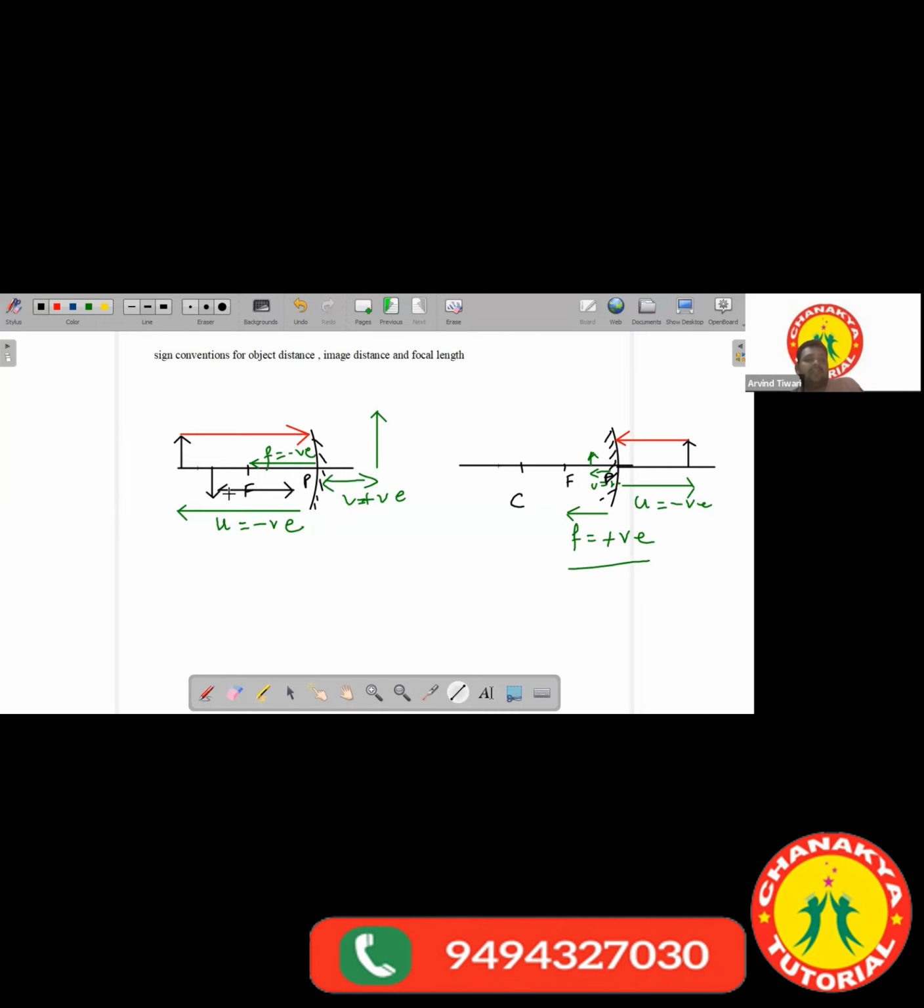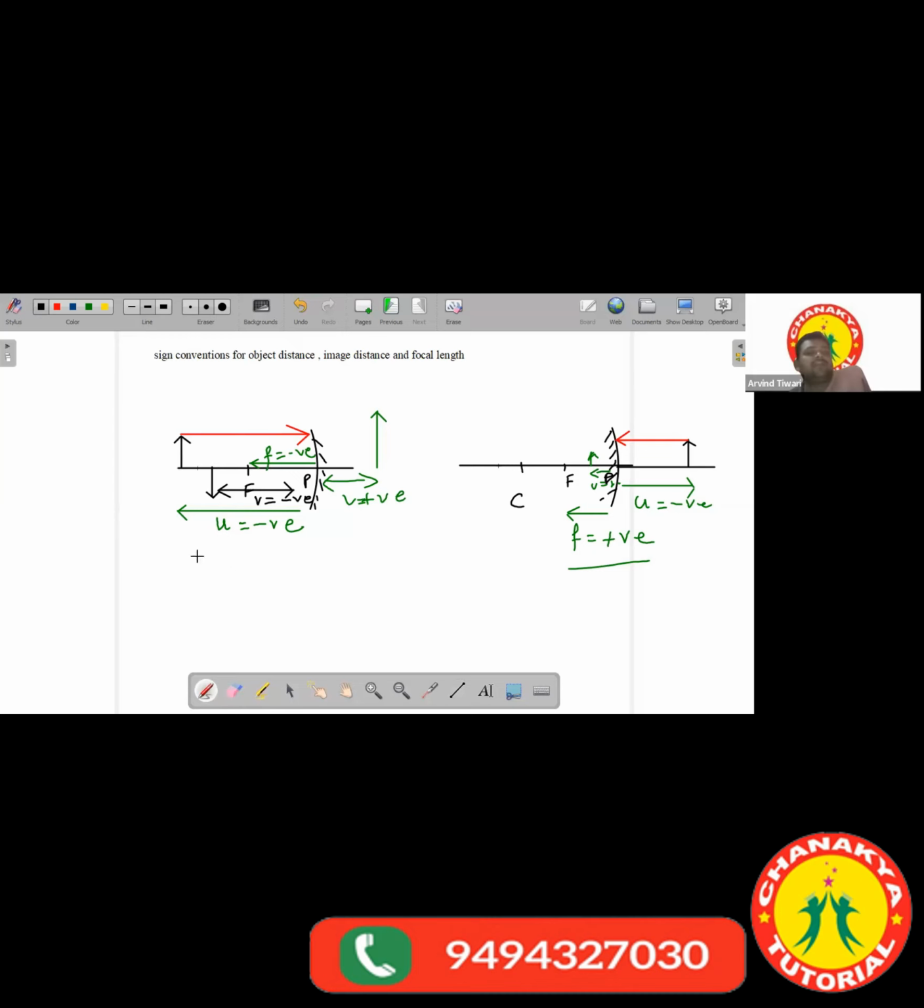Does anyone have any doubt regarding the sign conventions? Sir, in the case of the convex mirror, values facing the incident ray are positive and opposite are negative. Yeah, for both of them it's the same thing.